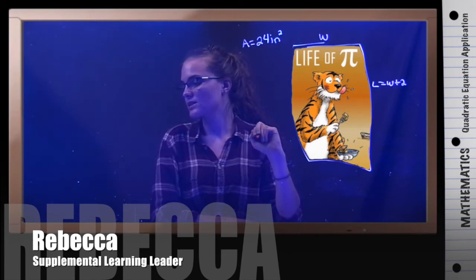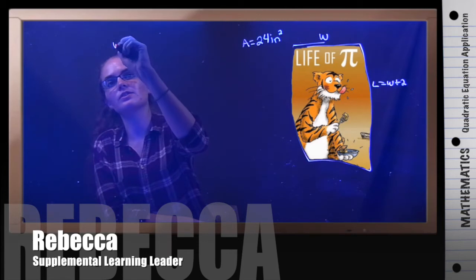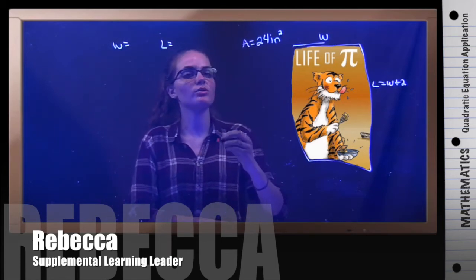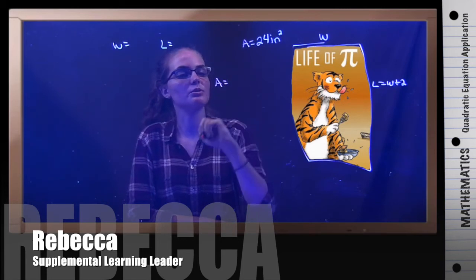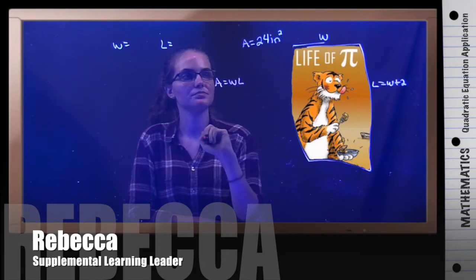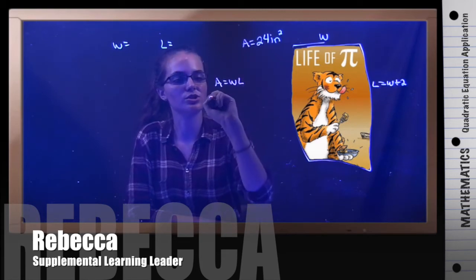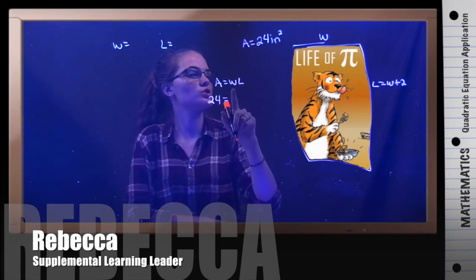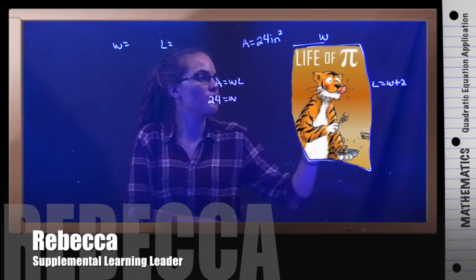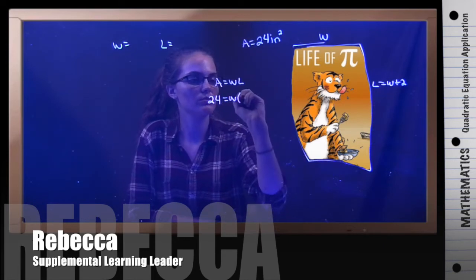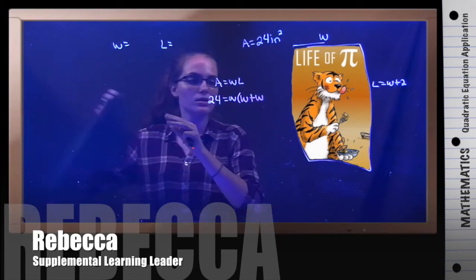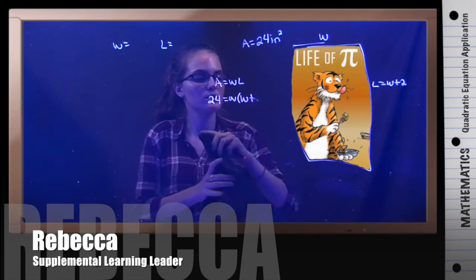Okay, now it's asking us to find the dimensions. So it's asking us to find the width and the length. In order to do that, first we have to know the area formula. The area formula is length times width for rectangles. Now we know the area, which is 24. And W is just W, so I'm going to keep that there. And length is W plus 2. So I'm going to replace L with W plus 2.